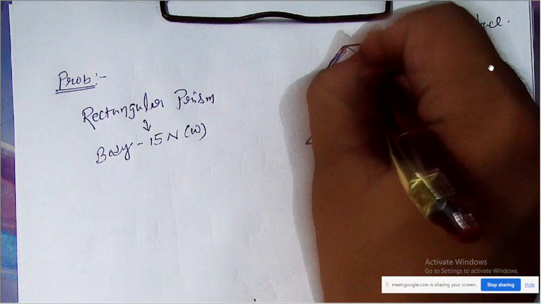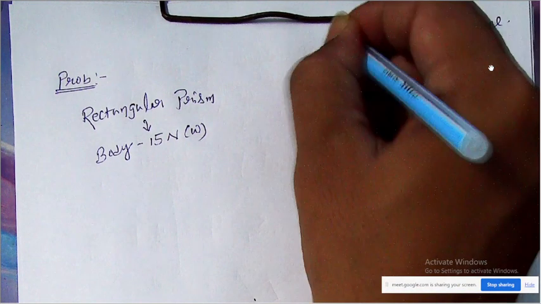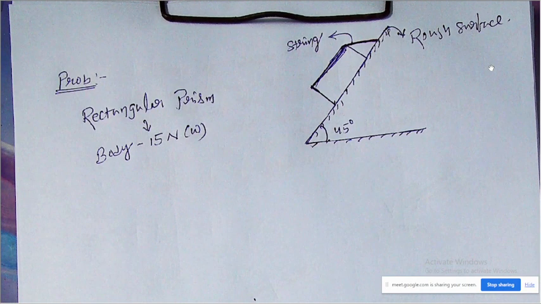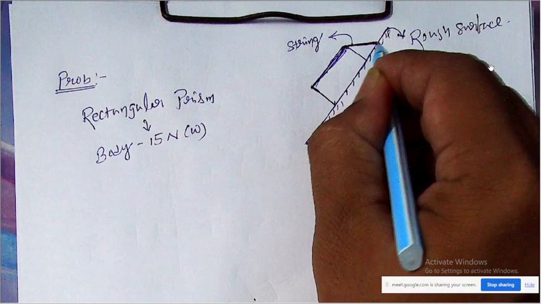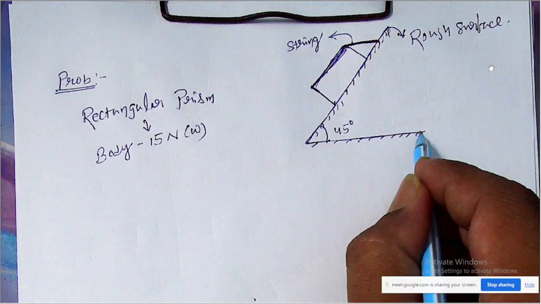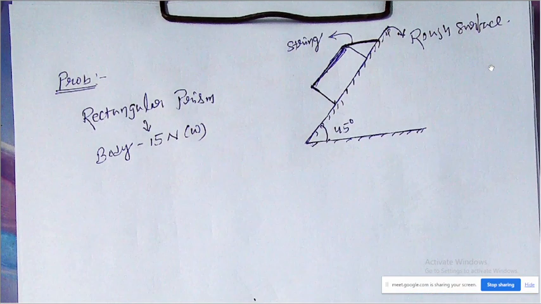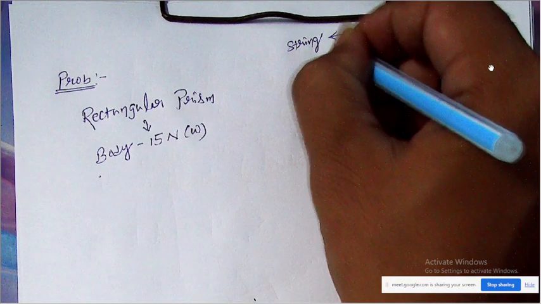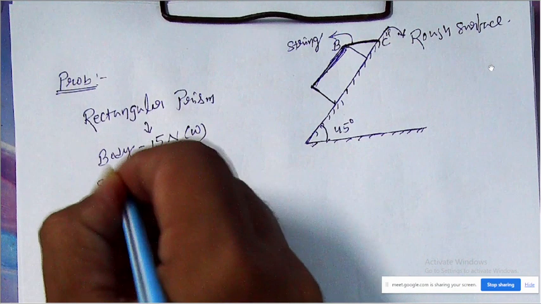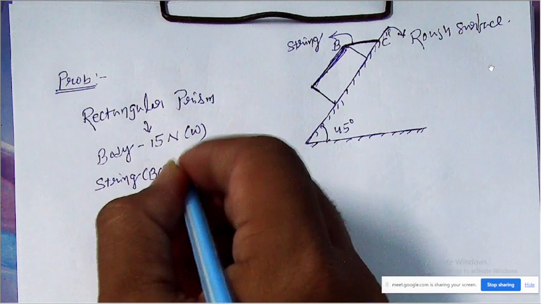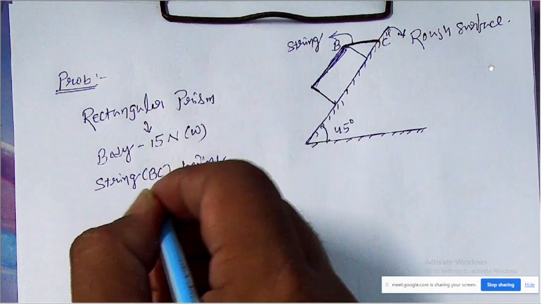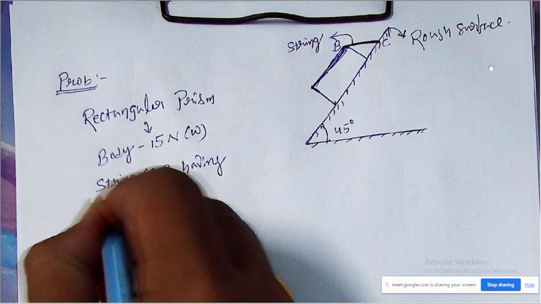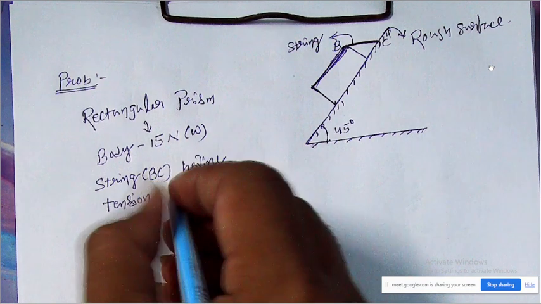Okay. So what I am doing here is, I am tying this body with a string. Again, this is a horizontal string, you see. This is a string which is parallel to this particular horizontal plane. If you want, you can name it. What is the name of the string? BC. No doubt all of you know that string is having which force? Tensile force. So string BC is having tensile force of how much? 5 Newton.